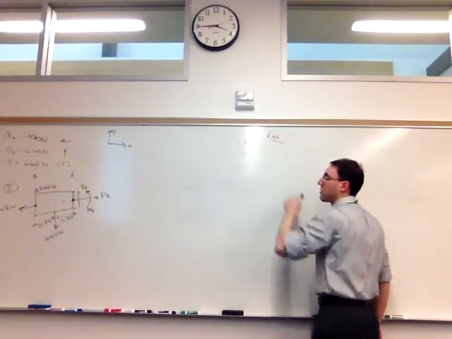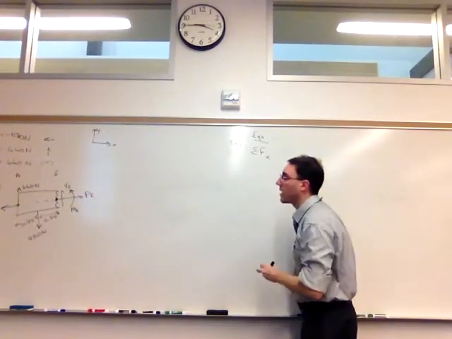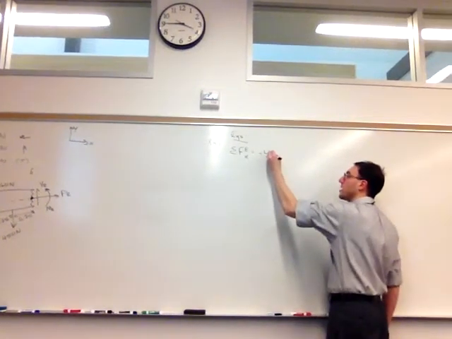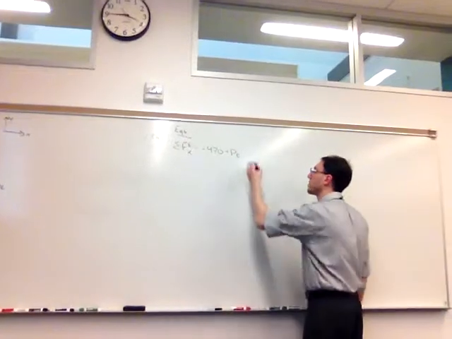Continuing from the other day, this will be equation 4. If I sum forces in the x direction in my picture E, from the pin I have a negative 470 plus the internal normal force.